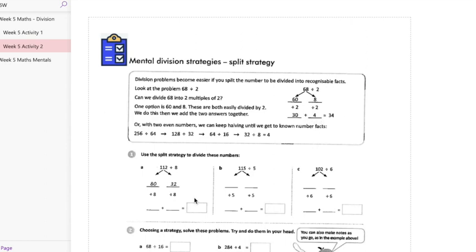Let's have a look at the first one together. Using the split strategy, divide these numbers. Well, 112. I can break that into 2 smaller chunks of 80 and 32. 80 plus 32 would give me 112. Now that I'm looking at that, it's still divided by 8. 80 divided by 8 would give me an answer. 32 divided by 8 would give me the next part of that answer. I would add those two values together, and that would give me my overall answer.